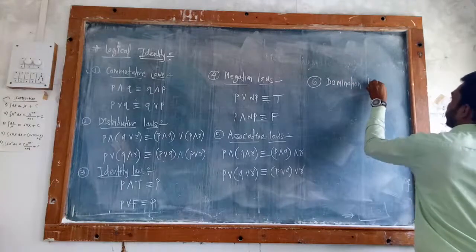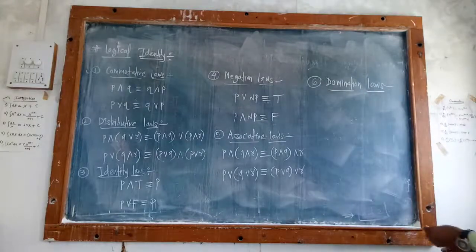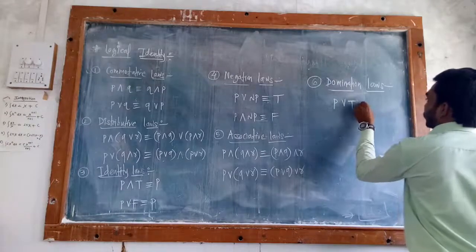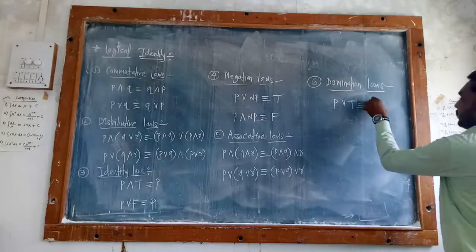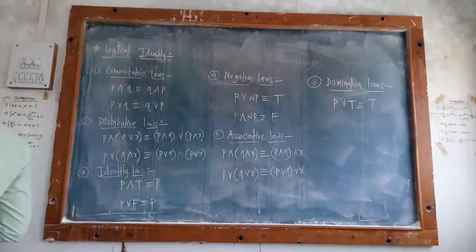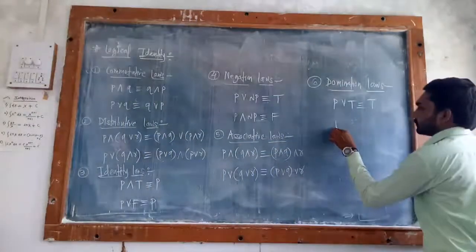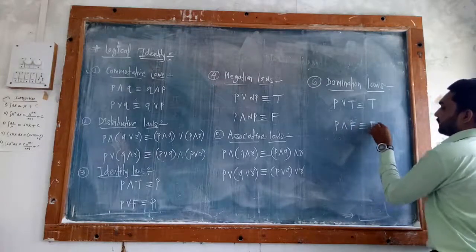Domination laws. Domination means we have to dominate. What is this domination law? That is P or T is your capital T. What is your domination law? That is P or T is capital T, and P and F is logically equal to F.